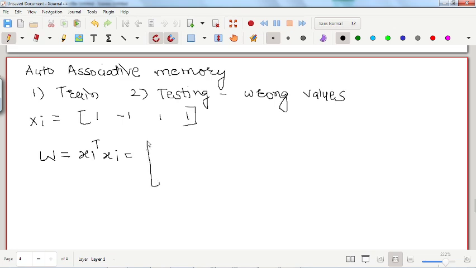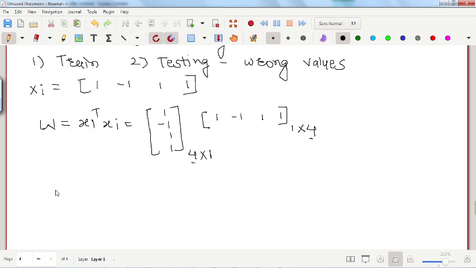So let me show you this. 1, -1, 1 and 1. What is the size of this? Total 4 rows into 1 column, into xi, 1, -1, 1 and 1, whose dimension is 1 row and 4 columns. So what you will observe? Whatever the final product will be, its size will be 4 by 4. Total 4 inputs are there and 4 outputs, so connecting weights 4 into 4, that is 16 weights will be there. So those 16 weights we are going to find out.